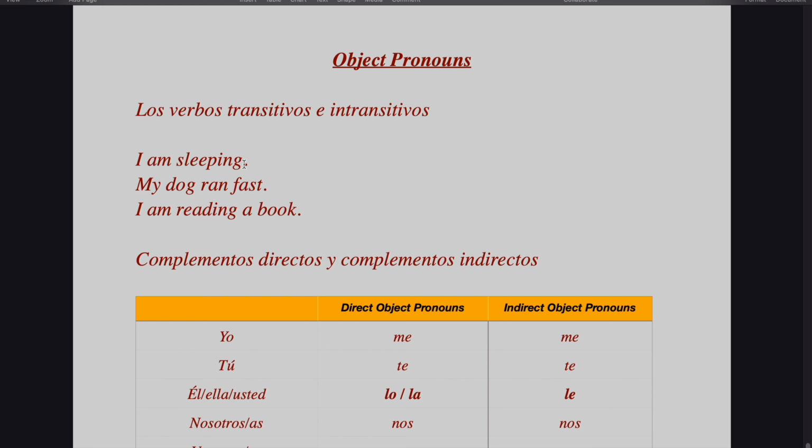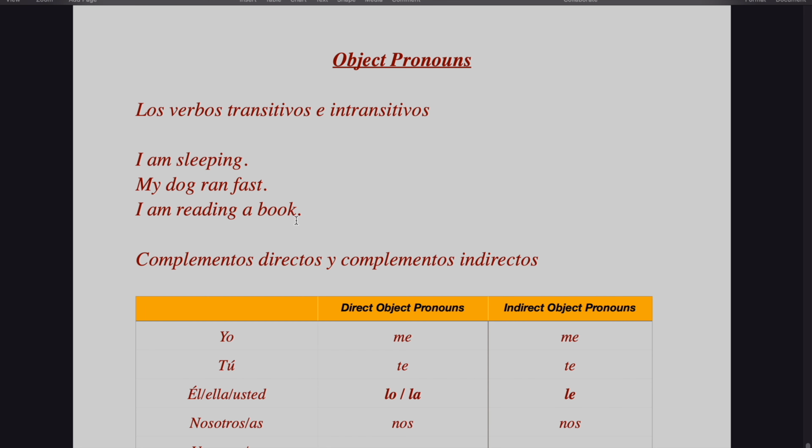I am sleeping. This doesn't have any object. The verb is sleeping and the subject is I, and we don't have an object for this sentence. So here we say the verb is intransitive. My dog ran fast. Even in this one, the sentence is explaining how the dog ran, but it doesn't have an object. So these two are intransitive verbs, ran and sleep.